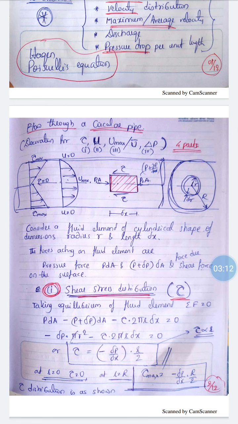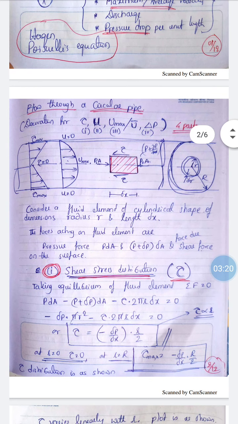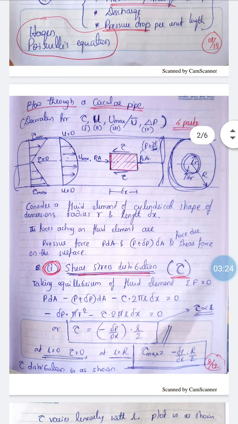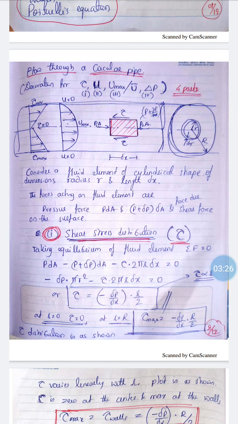The distance between the center of the pipe and the fluid element that we have considered is small r, and the maximum distance or maximum radius of the pipe is capital R. The left side plots are one for shear stress and one for velocity, which we will understand only after we derive the relation. So, our first objective here is to derive the shear stress distribution.